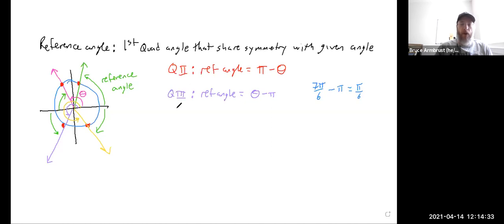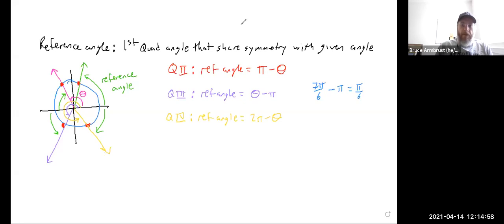And so the way that this works out, if we want a formula for it, in quadrant 4, the reference angle is going to be 2 pi minus theta, because it's the same idea as quadrant 1. We're a little bit shy of going all the way around. So we just subtract our angle off.